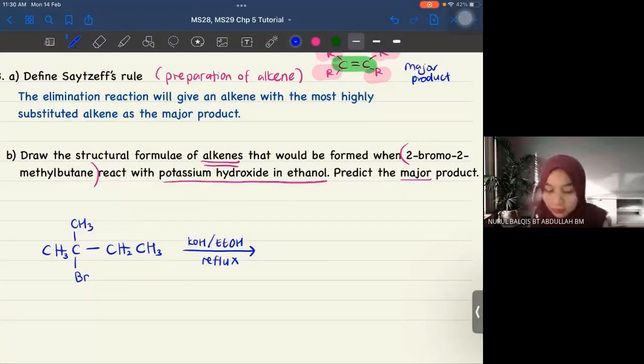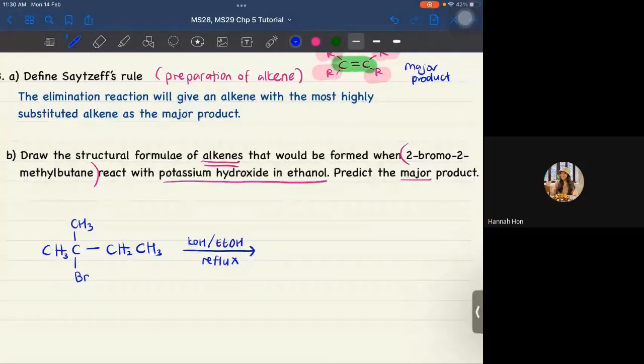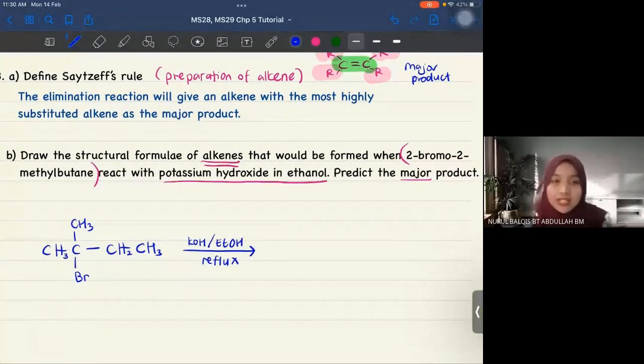Okay, now from these reactions, we know this reagent belongs to element. Yes, Hannah? Why cannot letak heat? Heat dengan reflux benda yang sama, tapi reflux dia require water. Heat only. Kalau reflux dia ada heat dan juga dia ada kitaran air.